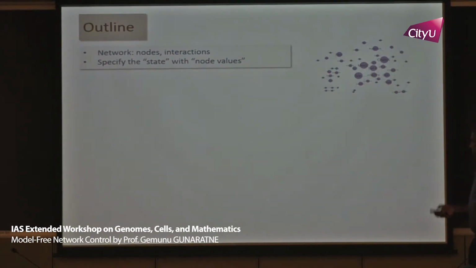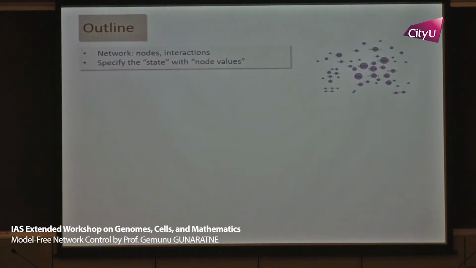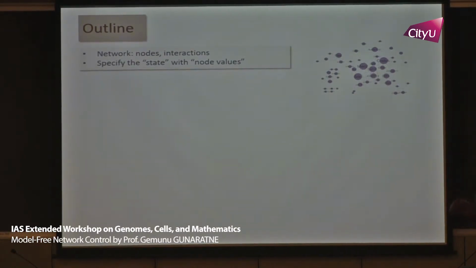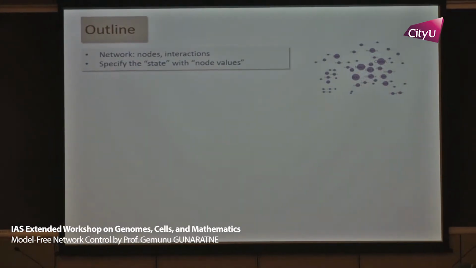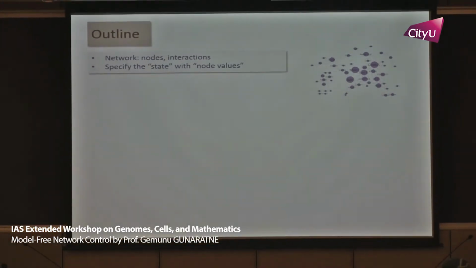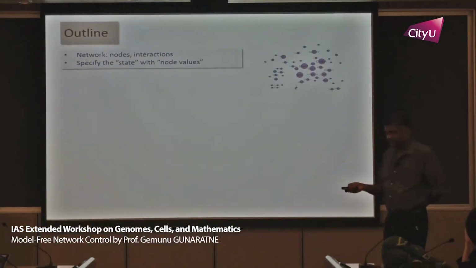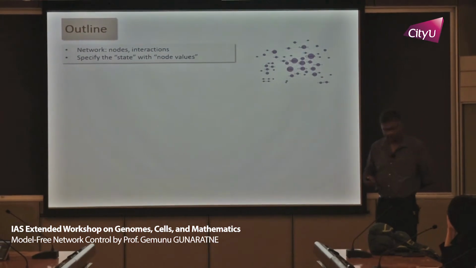Okay, so let me summarize what I have told you so far. Any biological process has a number of genes associated with it, these nodes, and there are interactions between the nodes. These things are not really known. And I'm assuming that the state of a system that I'm going to change can be specified by the node values or the gene expression levels. And again, it's an assumption right now.